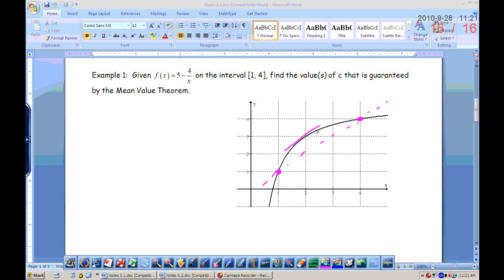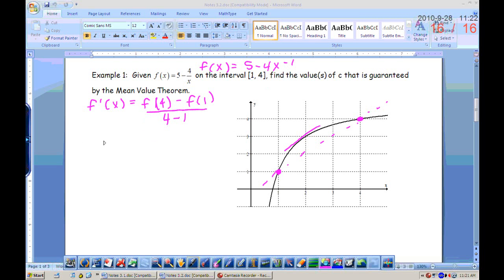Let's use the equations in calculus to actually figure out what that value of c is. All right, so f prime of x, the mean value theorem basically says that f prime of x, if you want to use c, you can, but c is an x value, so I usually just use x. F prime of x equals the slope between the two endpoints. So that would be f of 4 minus f of 1 over what? 4 minus 1. Good. I'm going to rewrite f of x as 5 minus 4x to the negative 1. Y'all cool with that?